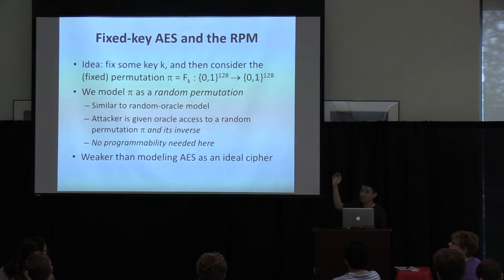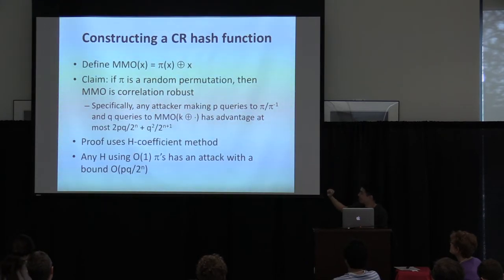In many cases when we use this random permutation, we do not really need to program it. So we're actually working in the so-called non-programmable random permutation model. Let me just give the conclusion here. We first show that if we have a random permutation, then π(x) XOR x is a secure correlation robust hash function with a concrete bound, where n is the size of the permutation. We also showed that this is in some sense optimal: for any hash function instantiated using a constant number of permutations, there exists an attack, essentially a matching bound. So you cannot really do better if we want to construct a correlation robust hash function from a random permutation.